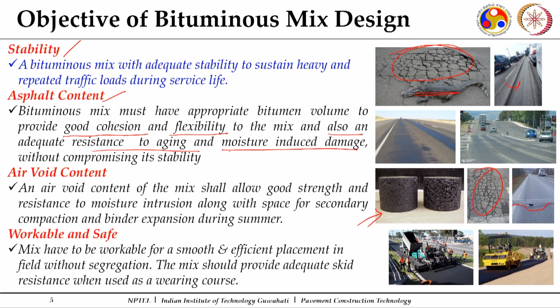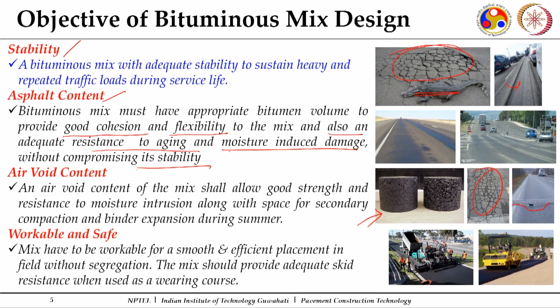Because aggregates in general have more affinity towards water compared to bitumen, I require a binder content which should be optimum, in the sense it should give me the cohesion, stability, flexibility, moisture damage resistance, and aging resistance also. And if you add a quite higher amount of binder, it may lead to a reduction in the stability also, because your structural units are your aggregates. So, there will be a specific quantity of binder which will be good for a mix, and that needs to be worked out.